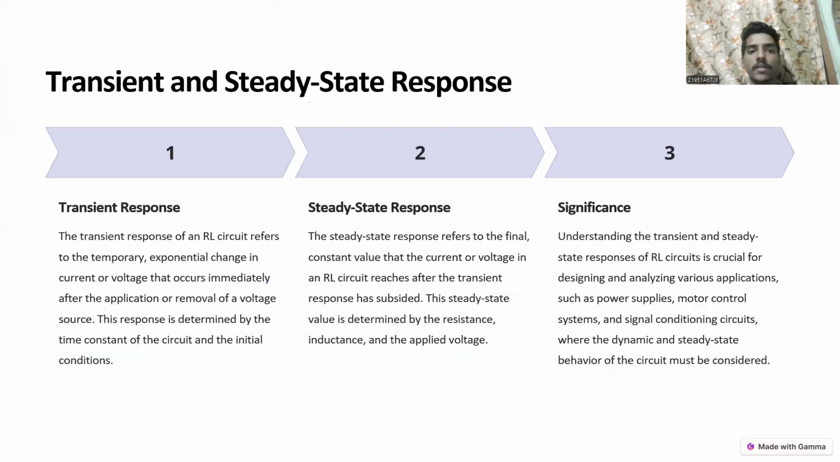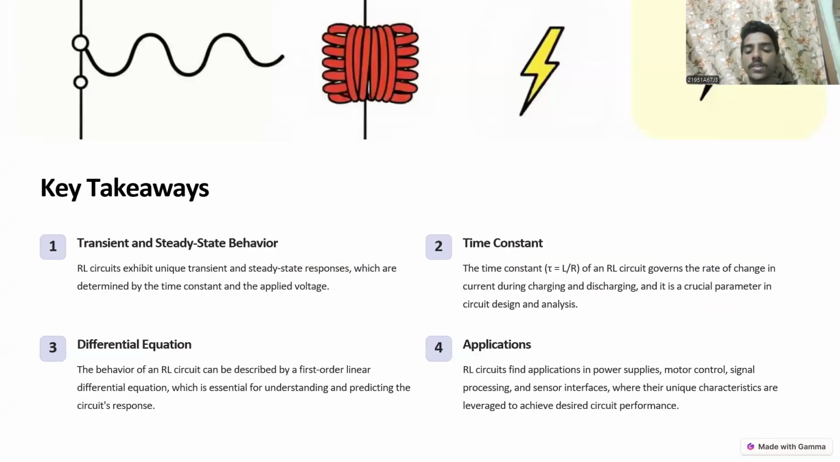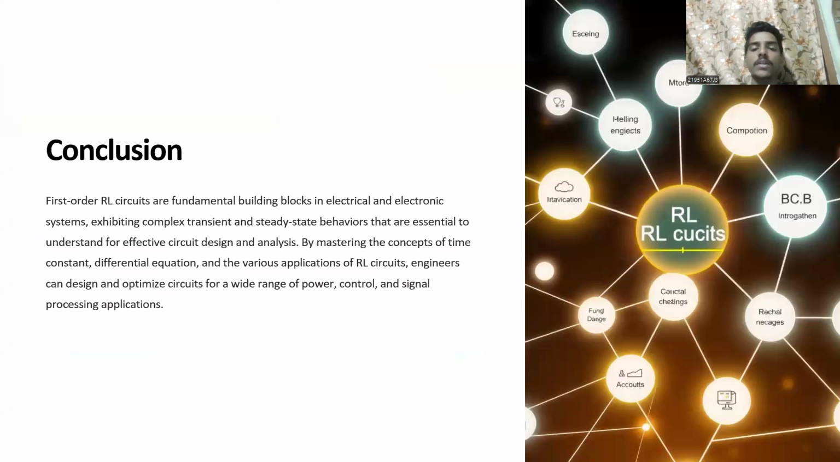These points have been read already, so these are the key takeaways. And lastly, I conclude that first order RL circuits are fundamental building blocks in electrical and electronic systems, exhibiting complex transient and steady state behaviors that are essential to understand for effective circuit design and analysis.